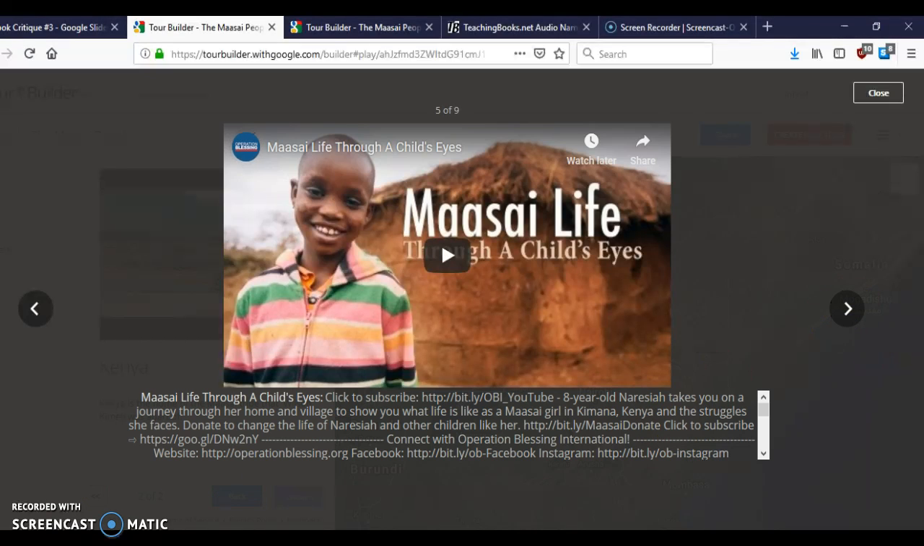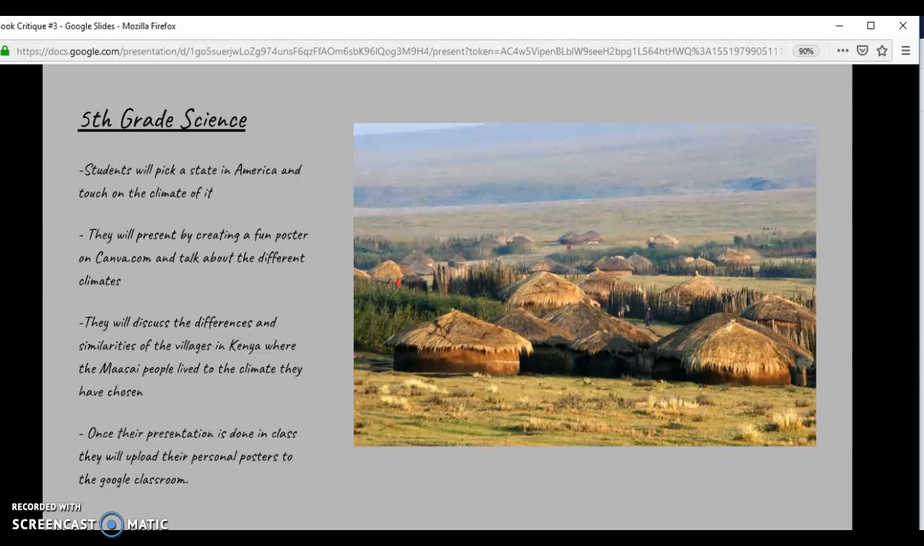The second lesson I have created to go with this featured text is a 5th grade science lesson. Students will pick a state in America and touch on the climate of it. This could be the state that they live in or a state that a family member lives in. It's really up to the student. They will create and present a fun poster on canva.com and talk about the different climates. This can include things such as the weather, the seasons, the type of houses, the grass, the type of animals that live in that area.